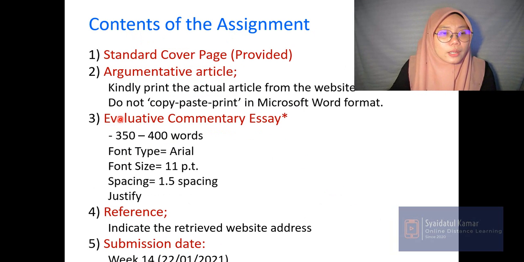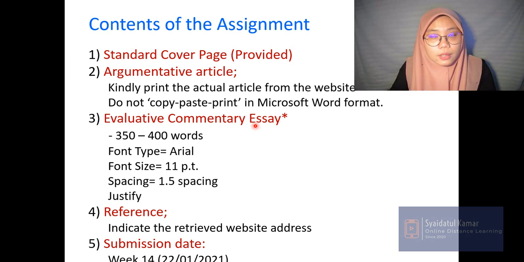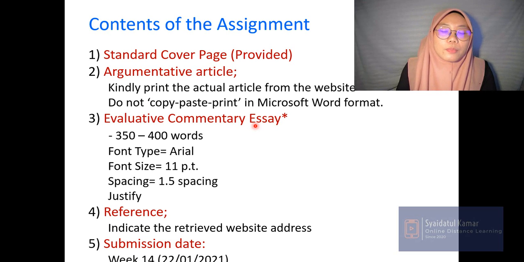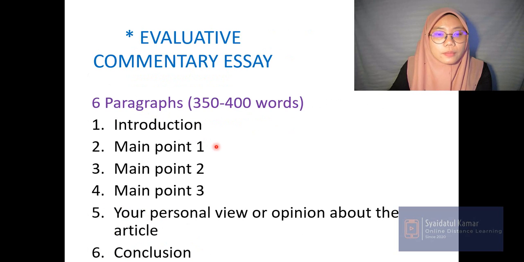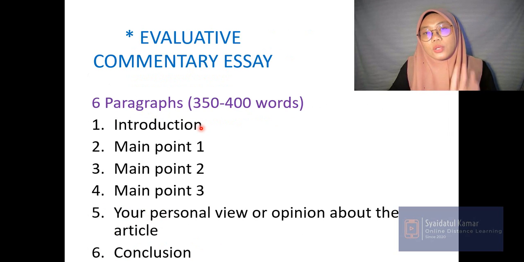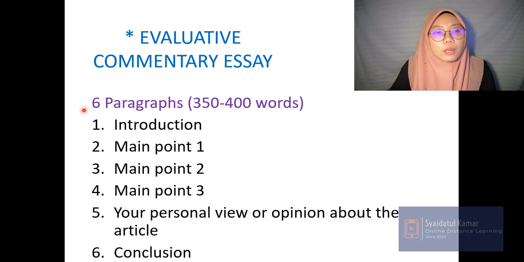Now let's take a look at the evaluative commentary essay. You have found your article, you show it to me, and then I approve it. Next, you can write your essay. So what is it that you are going to write in your essay? Your essay is about 350 to 400 words, right? Okay, so these are the things that you need to have in your essay. It's about 6 paragraphs. Remember, between 350 to 400 words.